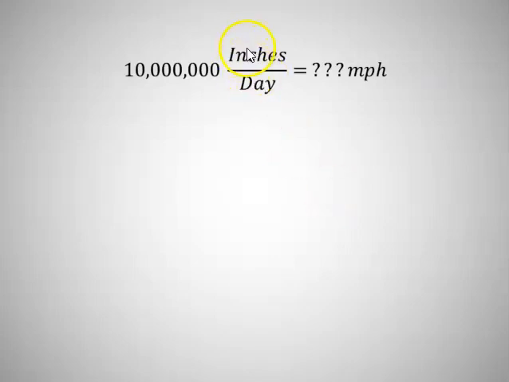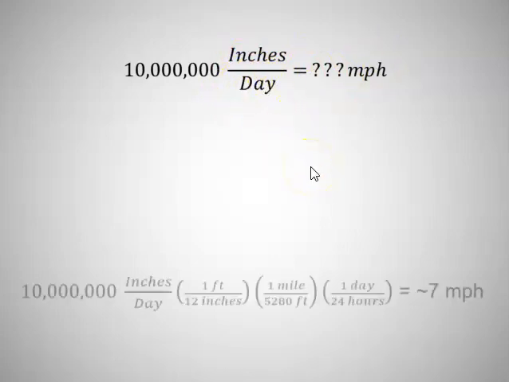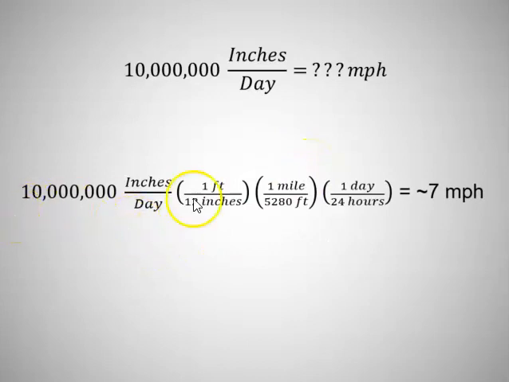So I need to convert inches into miles, and I need to convert days into hours. The order you do that in doesn't really matter. So I should do it this way, right? I have 10 million inches per day. I start with the inches first. Because inches are on top, I want inches on the bottom. I know there's 12 inches in 1 foot. And then since feet are on top, I want feet on the bottom. I know 5,280 feet equals 1 mile. All right, so that's good. That'll give me miles on top.